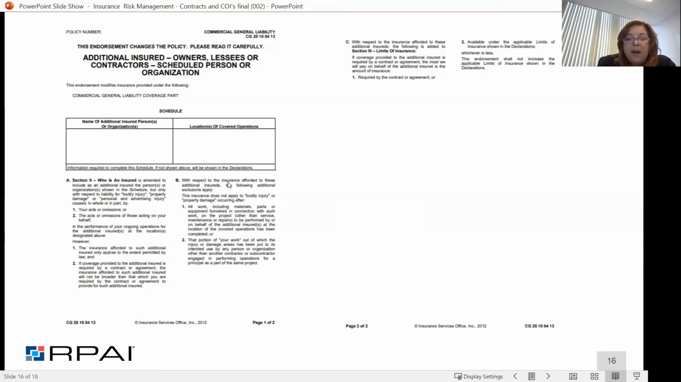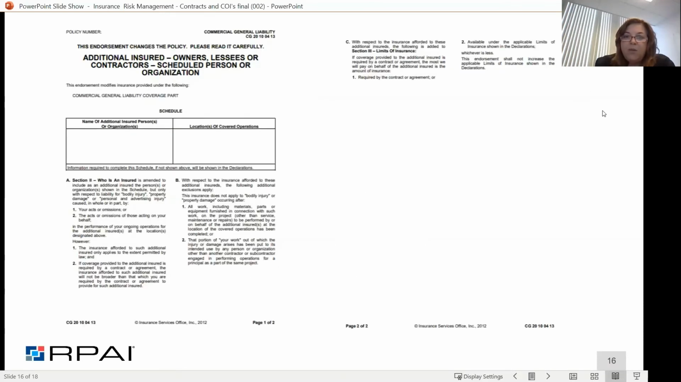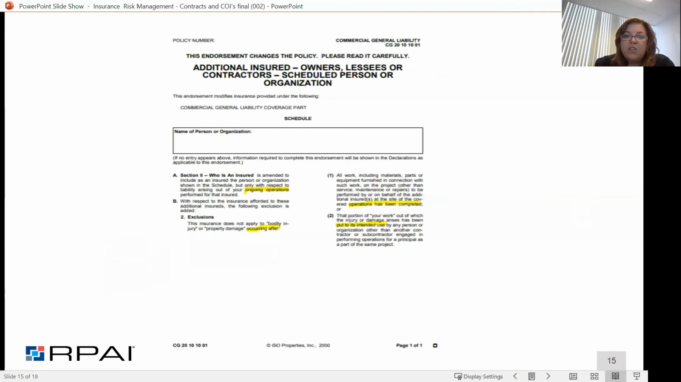But again, here it says with respect to insurance, these additional exclusions will apply, right? So it's all work and materials in connection with it having been completed or put to use. So again, you have to make sure that everything is matching up. When you look at the next one, I thought we had one more. You basically want to match these two up, where you have this scheduled endorsement and then your completed operations endorsement that matches it, so that you make sure you're getting everything covered.